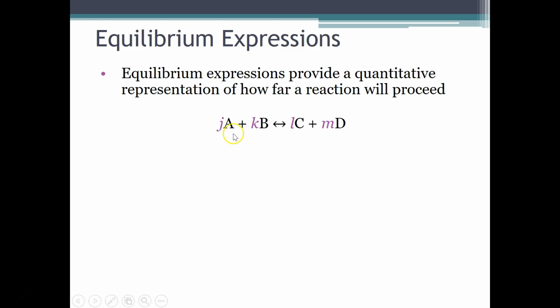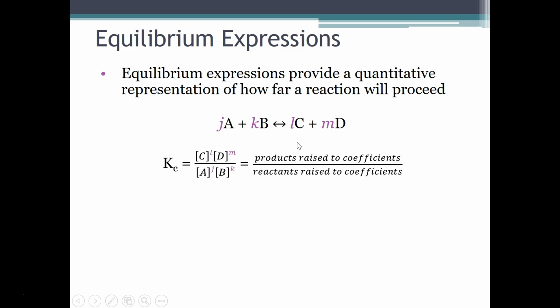So if I have a generic reaction A plus B making C plus D with lowercase j, k, l, and m as their stoichiometric coefficients, then the equilibrium expression would look like this. K sub C is equal to the concentration of C raised to the L power times the concentration of D raised to the M power divided by the concentration of A raised to the J power times the concentration of B raised to the K power. Products raised to the power of their coefficients divided by reactants raised to the power of their coefficients.